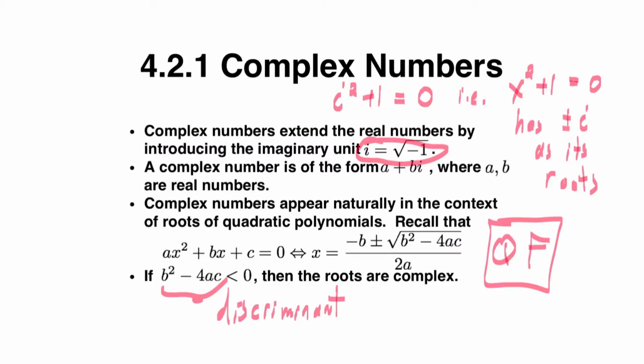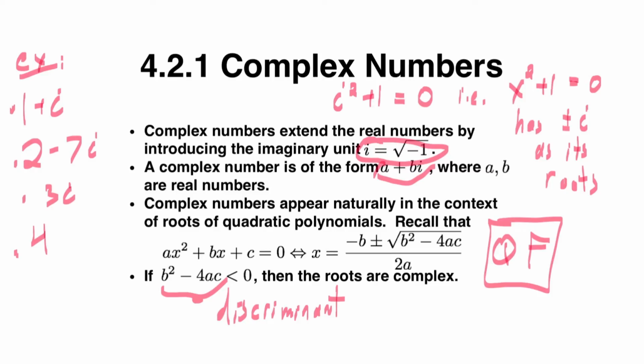And I'll just say that a complex number is one that has an imaginary part and a real part. So for example, 1 plus i is complex, 2 minus 7i is complex, plain old 3i with no real part is also complex, but then we also consider the number just 4 to be complex. If you have a real part or an imaginary part or both, you're considered complex. So complex numbers in particular include real numbers.